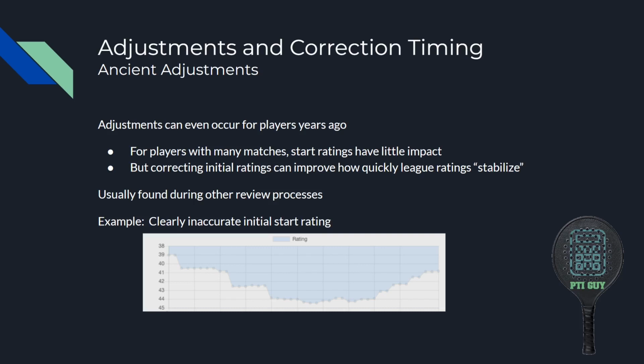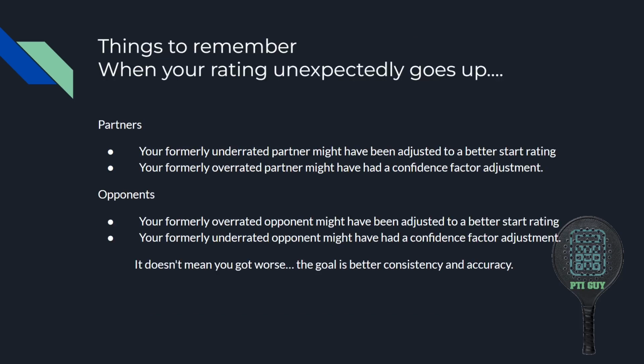Here's an example of a clearly inaccurate initial start rating. It can be surprising when you return to find that your rating has gotten higher when you've been away. Here are some things to remember when your rating unexpectedly goes up. Your formerly underrated partner might have been adjusted to a better start rating, or your formerly overrated opponent might have been adjusted to a better start rating. Similarly, your partner or opponent may have had a confidence factor reset. This does not mean that you got worse. The goal is for better consistency and accuracy of all ratings.